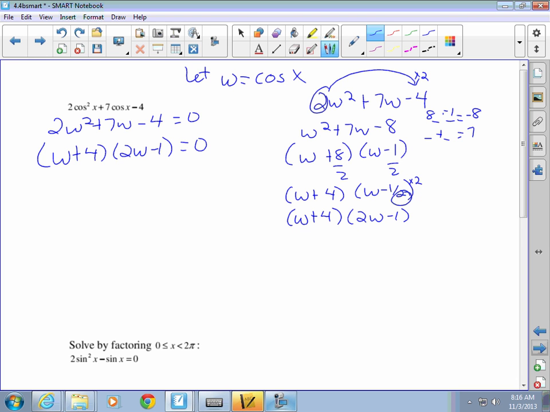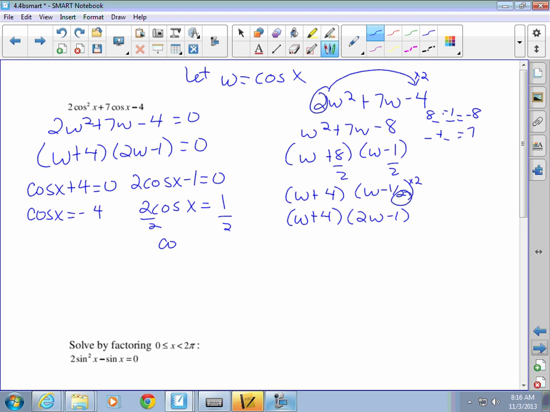So now I would substitute back in. I would have cos of x plus 4 equals 0 and 2 cos x minus 1 equals 0. So this is just cos x is equal to negative 4. This would be 2 cos x is equal to 1, divided by 2. So cos of x is equal to 1/2.